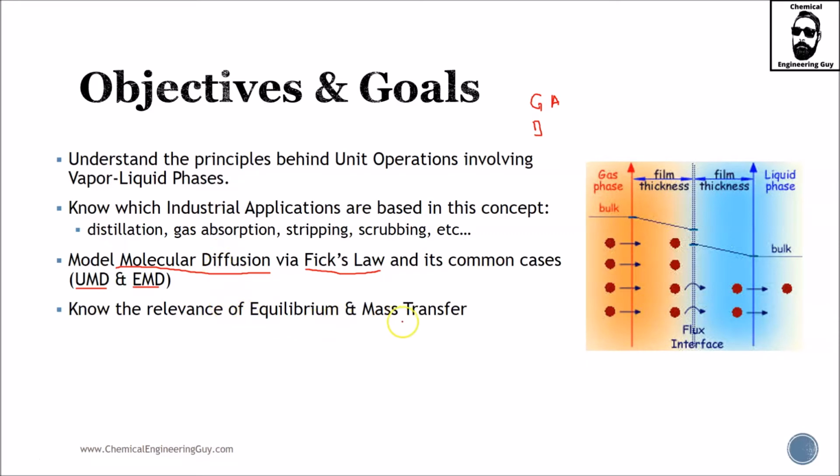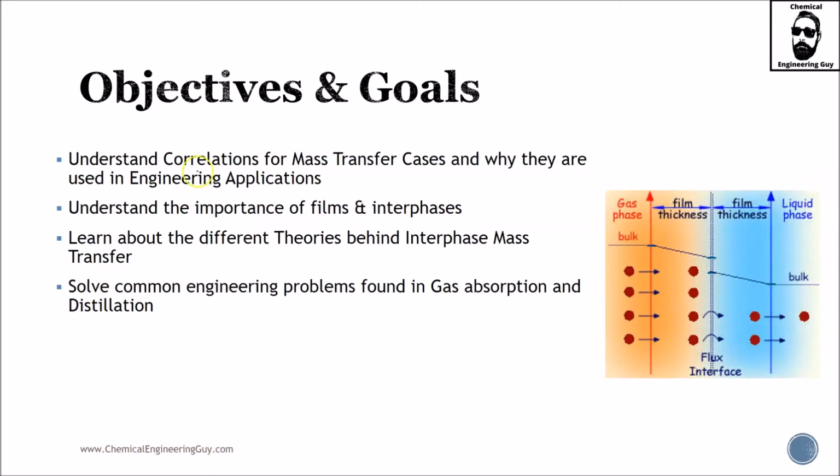Know the relevance of equilibrium and mass transfer. So, for instance, there might be an equilibrium and there might be no mass transfer, and the reverse is never true. So in order to have mass transfer, you gotta have no equilibrium. If you have equilibrium, there will be no mass transfer. We're going to cover that later on.